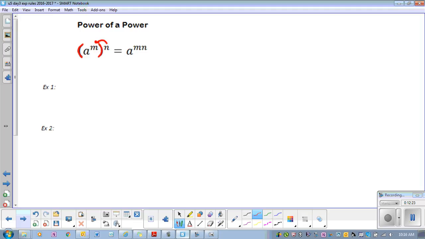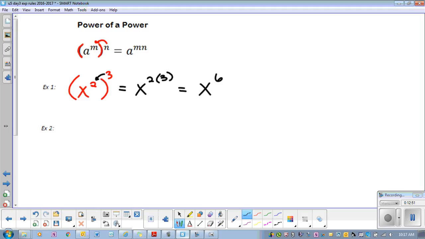So for example, I had x squared. I already had x squared, but I take that to the third power. Then you've got to multiply those exponents together. What's 2 times 3? 6. So x to the 6th power.